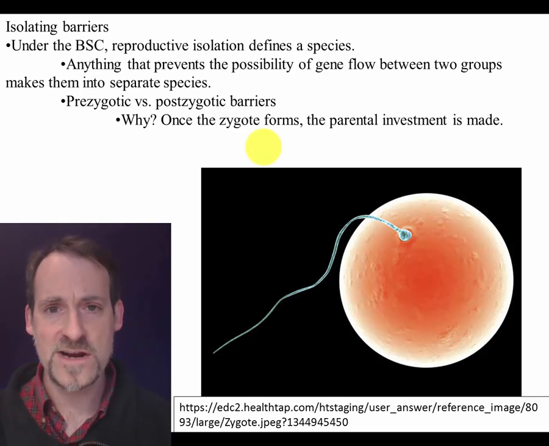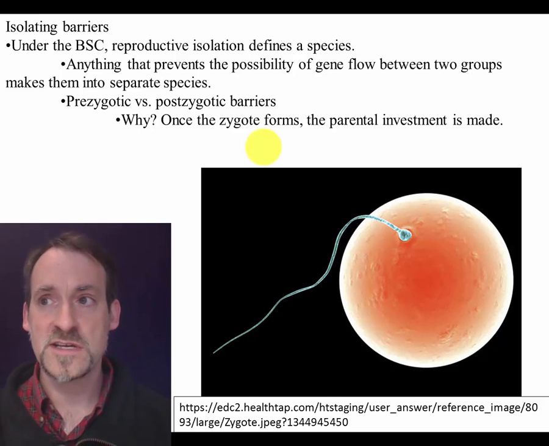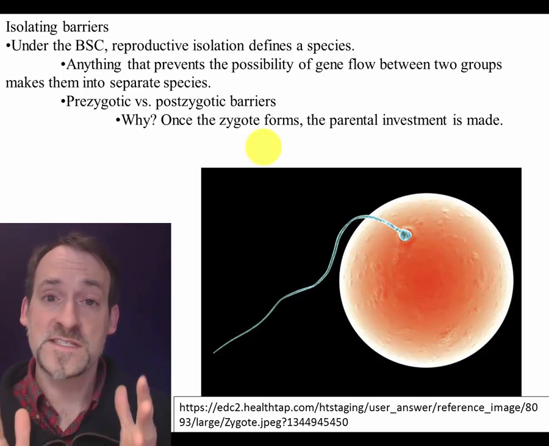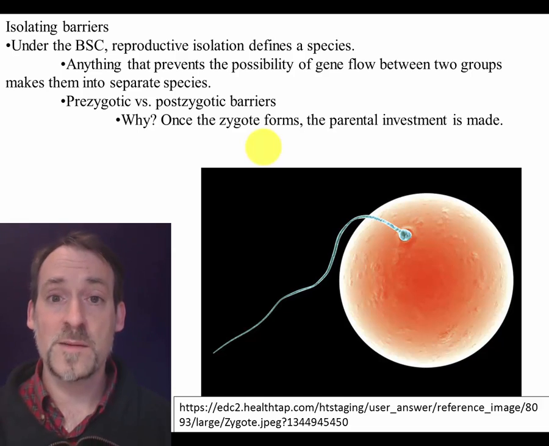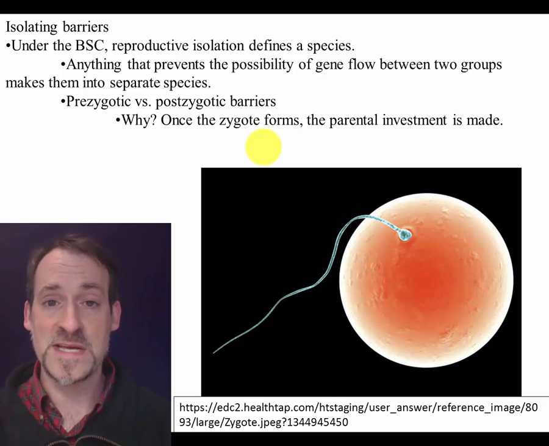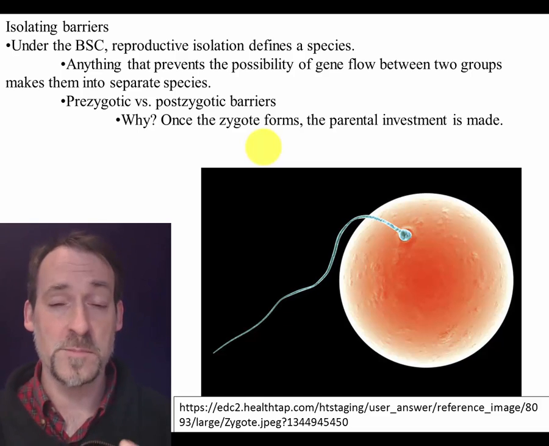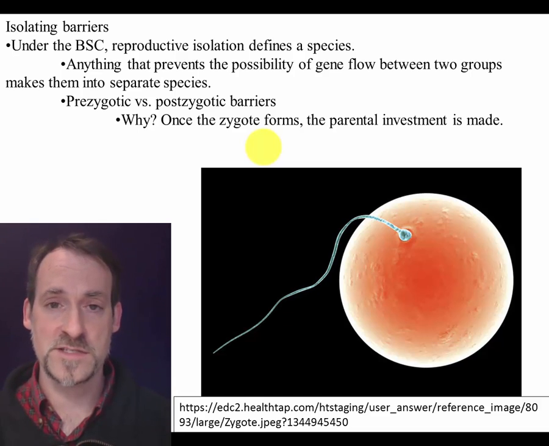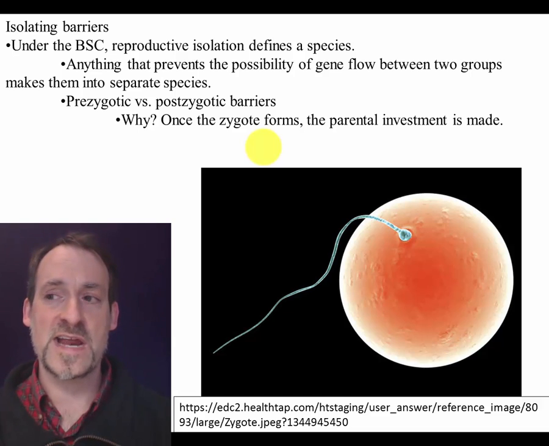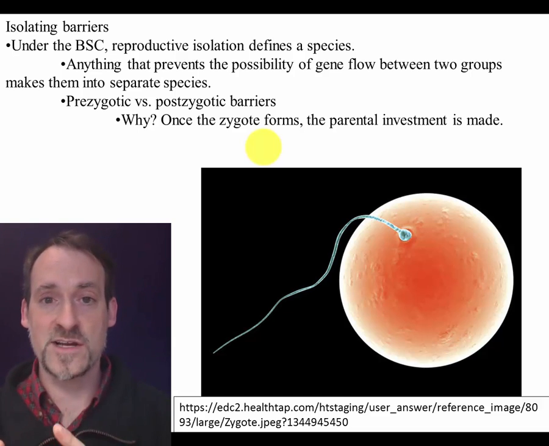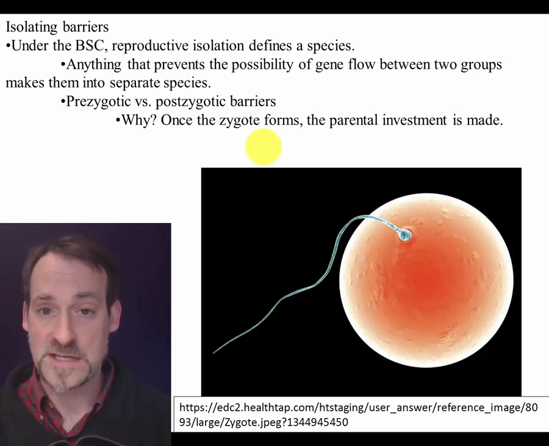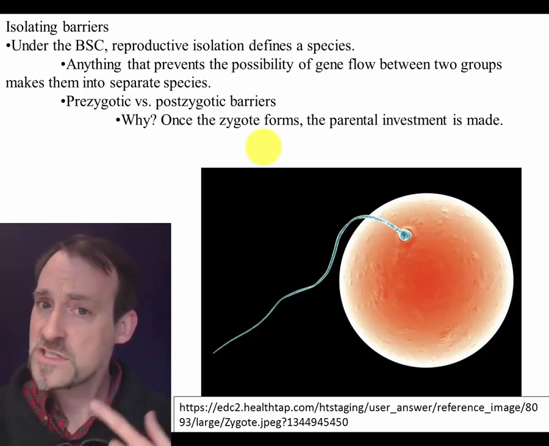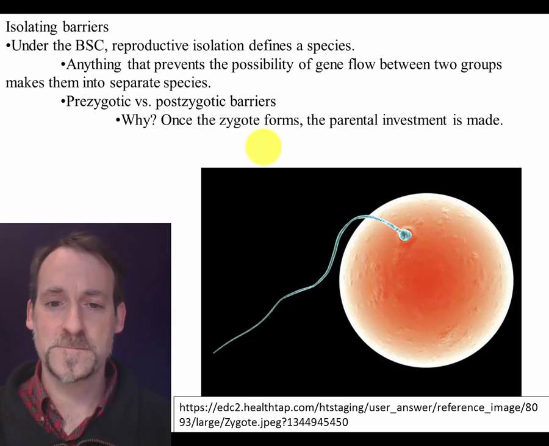The reason we care about this difference is because it's really important for the fitness of the parents. Once the zygote is made, a parental investment has been made in that offspring. And so what happens to that offspring matters for the fitness of the parents. If you've got an isolating barrier that acts before the zygote is formed, then that barrier is acting before anybody's made an investment in offspring. And we'll see why that's important in just a bit.